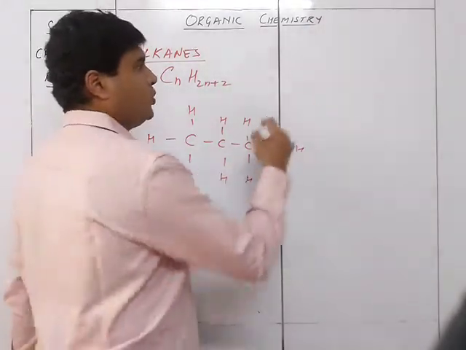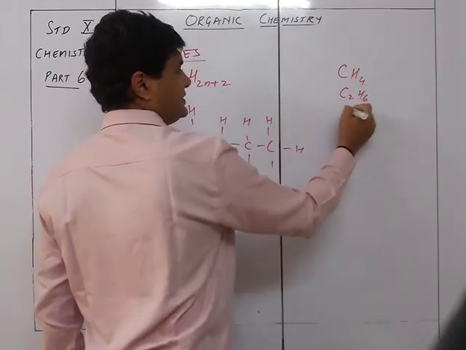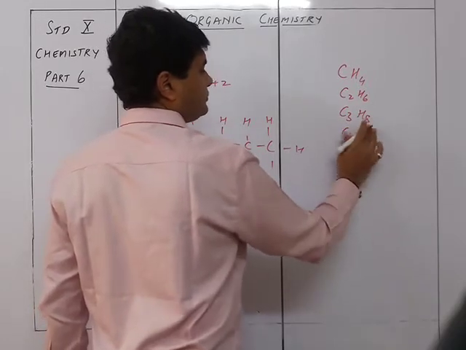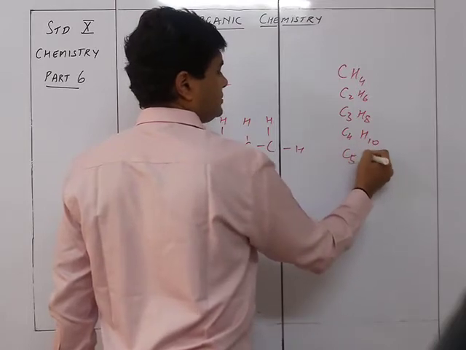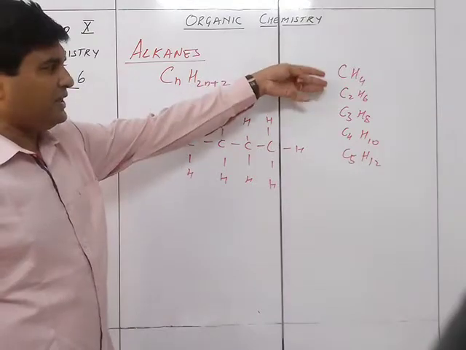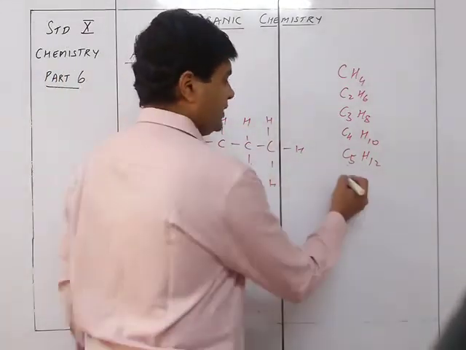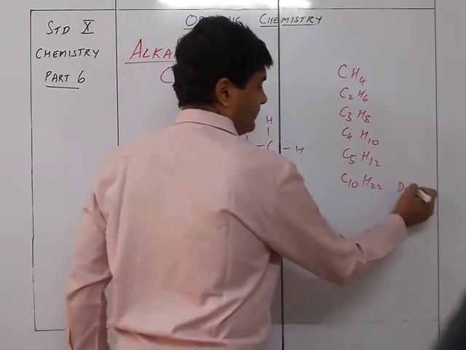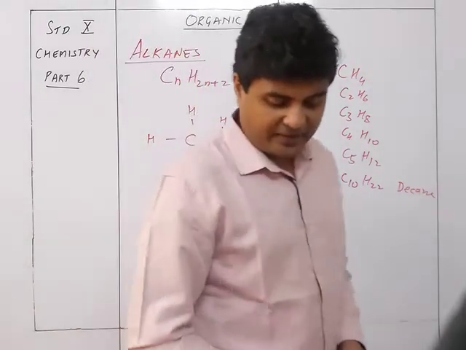So accordingly, you will have CH4 as the first one. The next is C2H6, C3H8, then C4H10, and C5H12. Okay, this is how we are going. It's methane, ethane, propane, butane, pentane. Okay, so accordingly it will be C10H22, which is nothing but decane. Right, so structural formula is very easy to know.